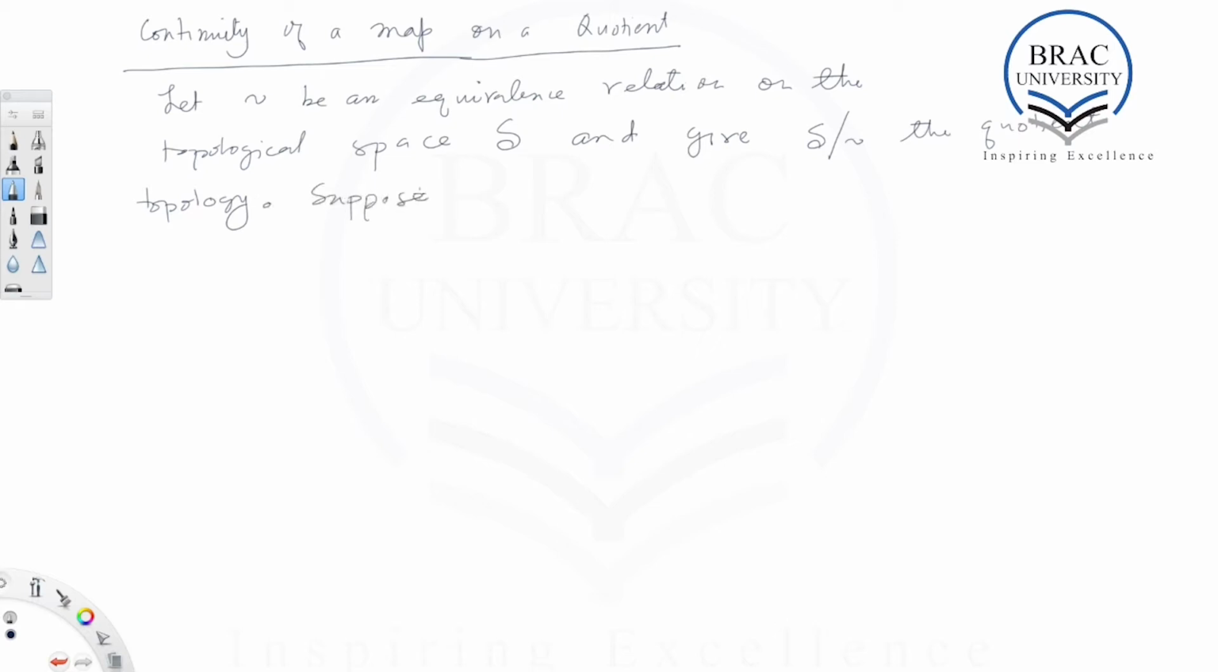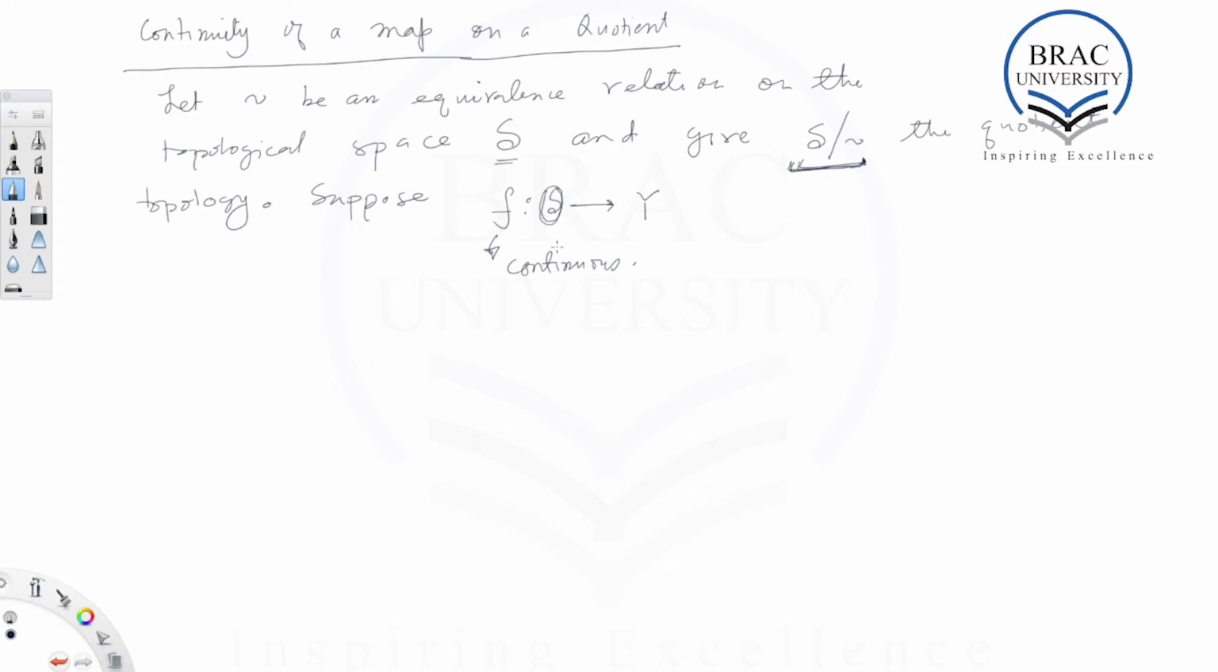Suppose f is a continuous function from this topological space S to some other topological space Y. We want this to be continuous. We also assume that f is constant on each equivalence class here. So the equivalence classes here are sets which represent those equivalence classes, and f is assumed to be constant on each of those equivalence classes. We need this assumption. It will be clear why we need this assumption in a while.